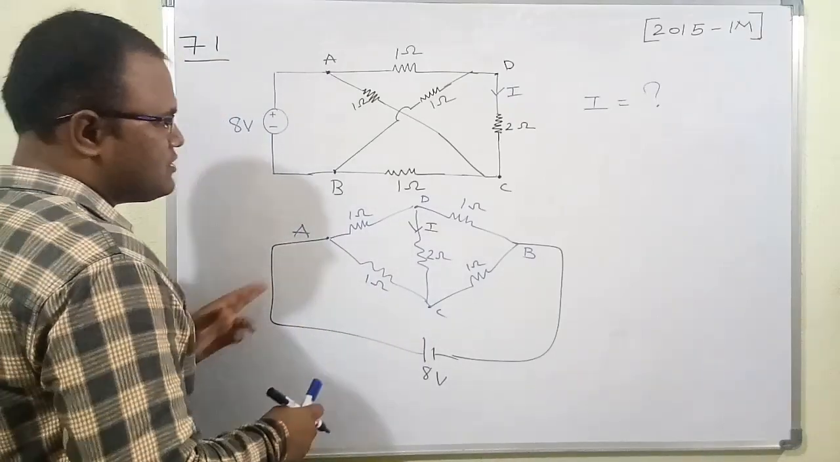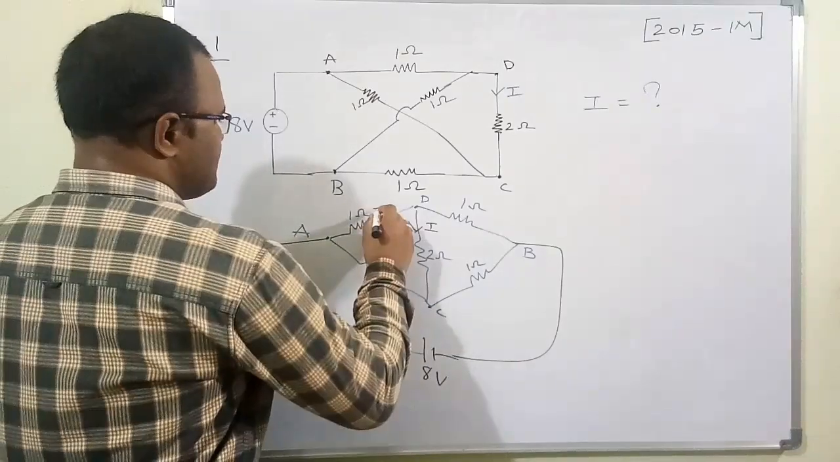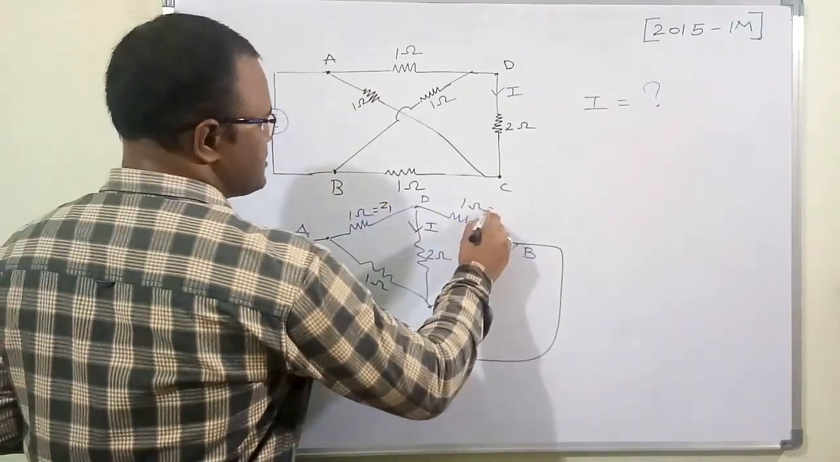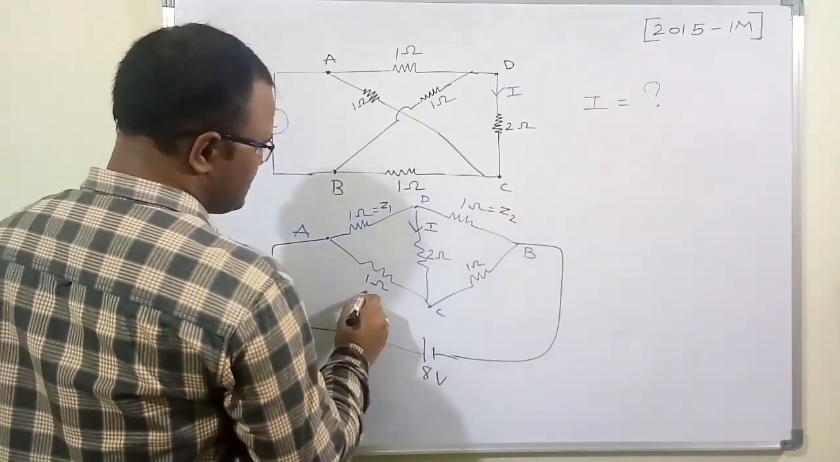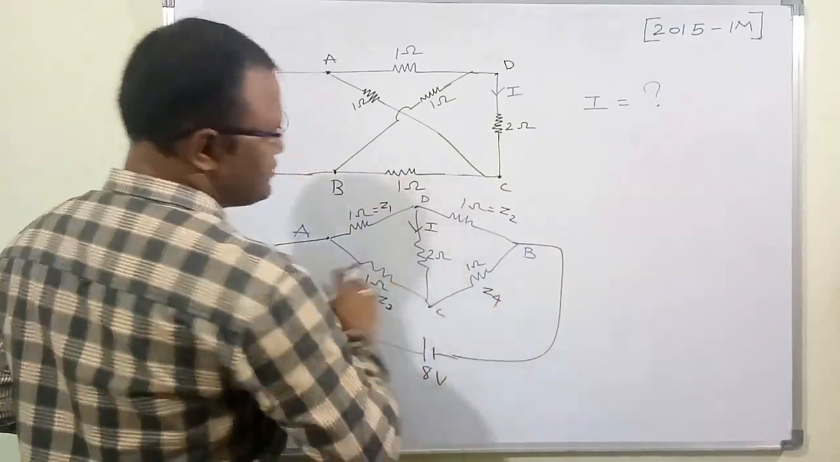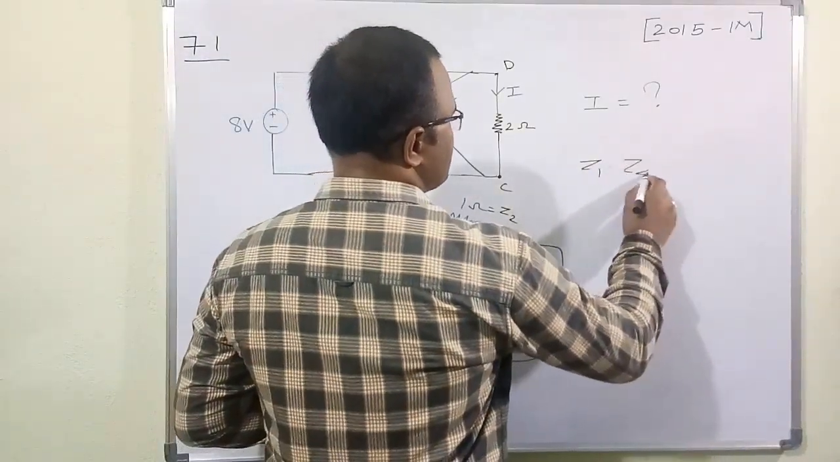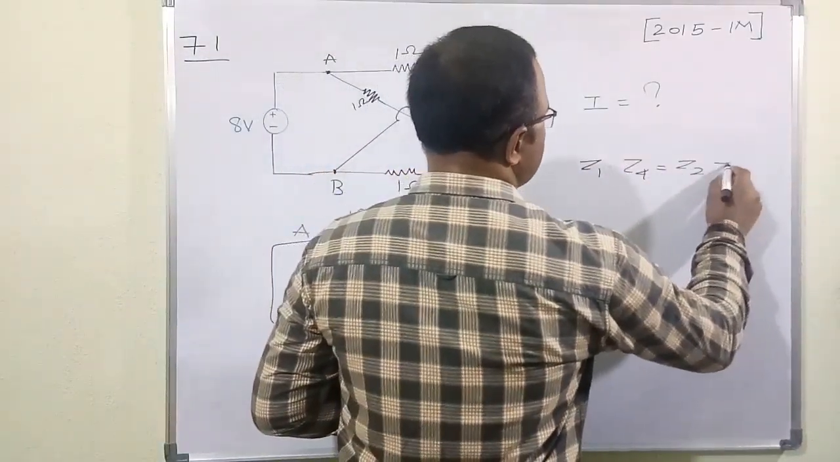If you see carefully, this circuit is a balanced resistance bridge, because here let me consider this resistance as Z1, this as Z2, this as Z3, and this as Z4. Here Z1 into Z4 is equal to Z2 into Z3.